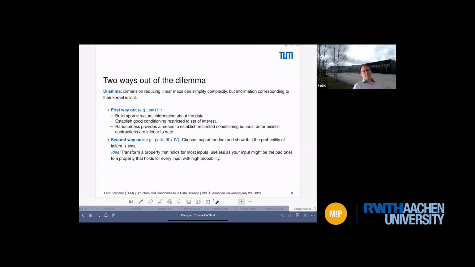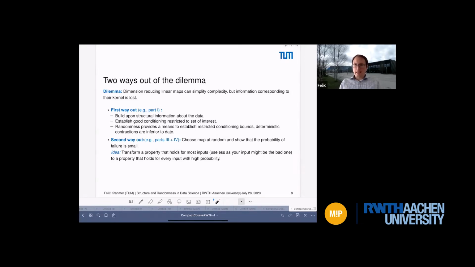And then, as indicated by the title of the course today, a key tool that we can use is randomness. Namely, randomness provides a means to establish these restricted conditioning bounds, because deterministic constructions are inferior. We know that there's a very straightforward way to calculate singular values, and so we can ensure conditioning for a given matrix. But if we are seeking to ensure conditioning on a structured subset of signals only, it's much harder.